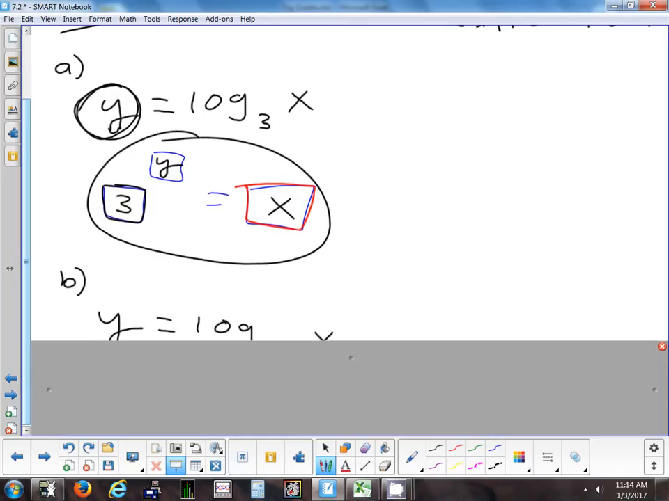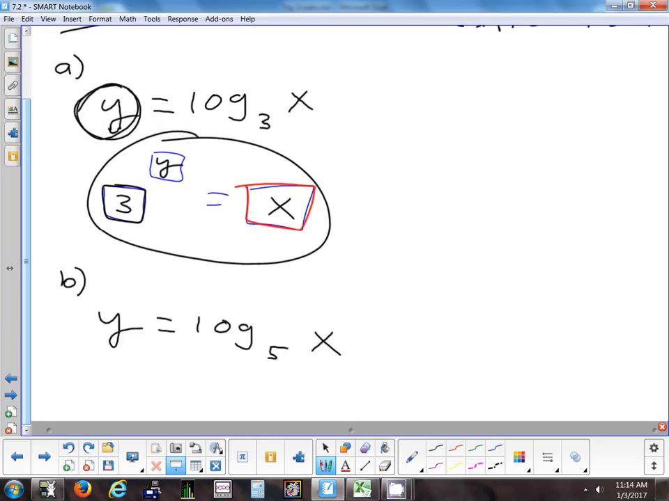All right, let's try this one. Y equals log base 5 of x.